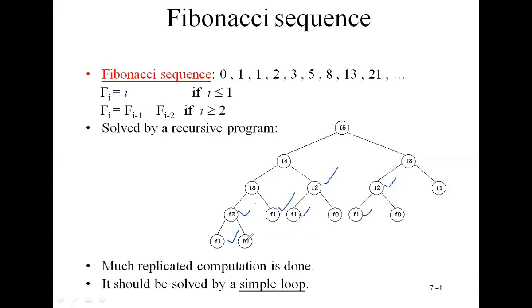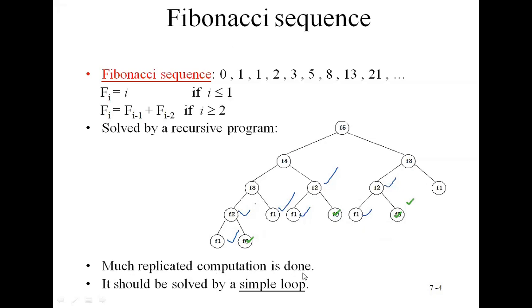How many times do you need to calculate f of 0 to calculate f of 5? F of 0, you need to consider 3 times. So like this, much replicated computation is done. Repeated computation we are doing here.